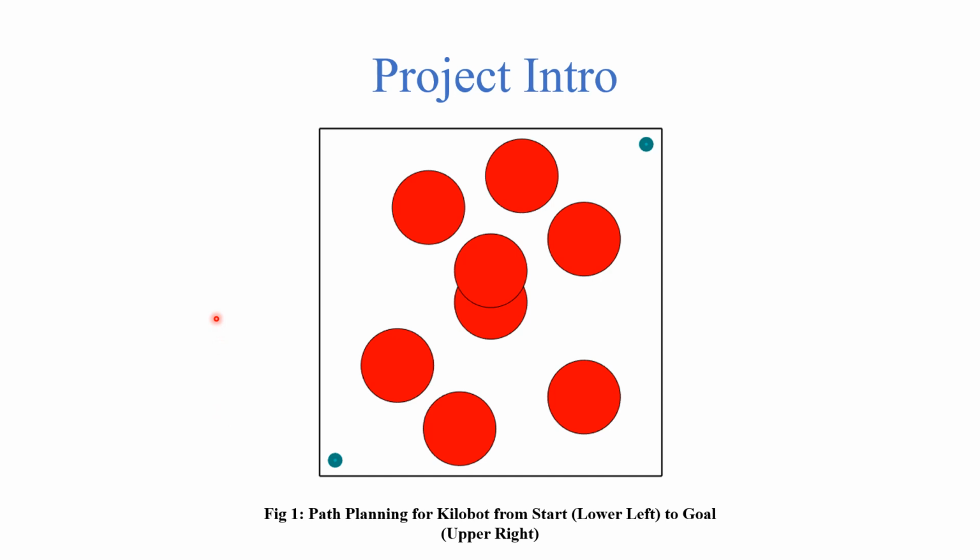So the original problem that we are going to tackle is, as usual, a path planning problem for a kilobot. The start node is here, the lower left, and the goal node is here, which is in the upper right corner. We are going to try to find a collision-free path between these two nodes, trying to avoid the red obstacles.